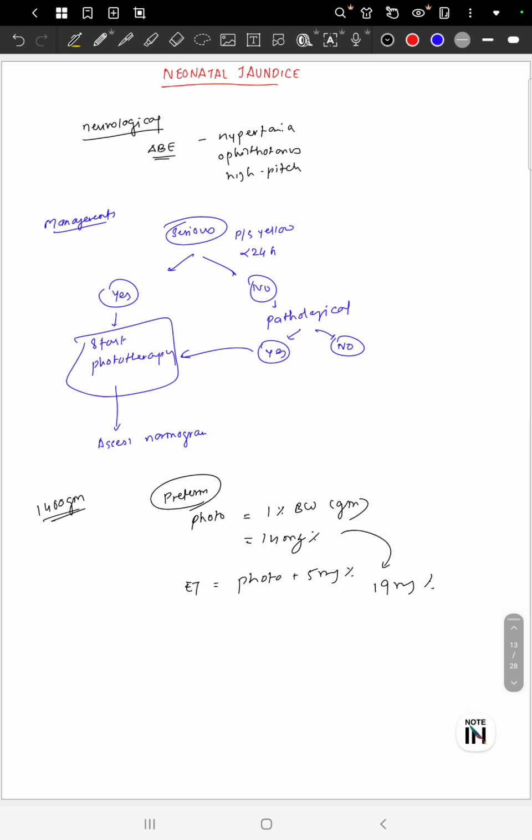So in this way we are going to find out the cutoffs for phototherapy and exchange transfusion, and then we are going to assess it by normogram charts, and we are going to stop the therapy or continue the therapy. So in this way the management of neonatal jaundice is done. And so this is all about the very important topic, neonatal jaundice in neonatology.